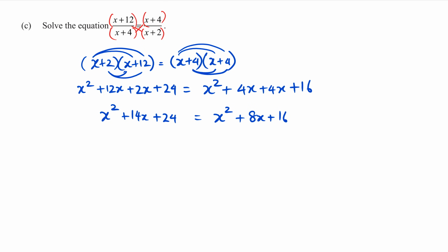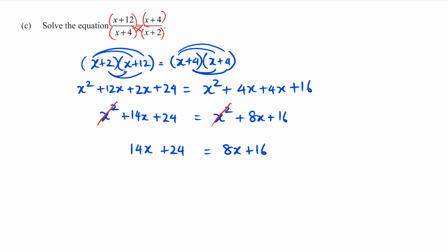Now, because I've got x squared on both sides, they just cancel each other. And what we've got here is a nice linear equation, which is 14x plus 24 equals 8x plus 16. I know I went through that x squared quickly, but just think about it. The reason I canceled them out was because if I take this x squared to the left-hand side, it becomes minus x squared, and that's how x squared minus x squared becomes 0.